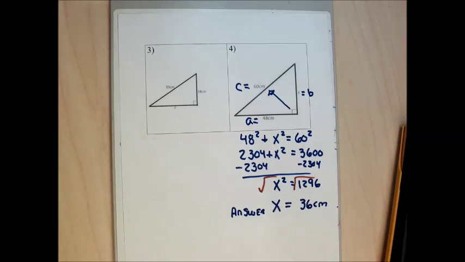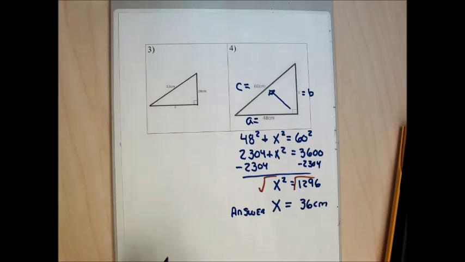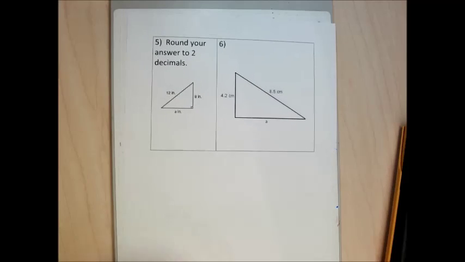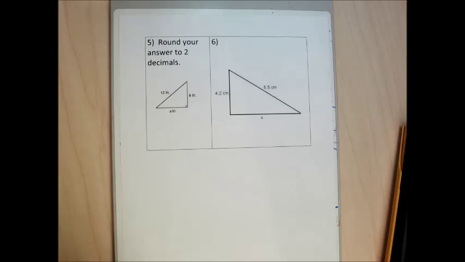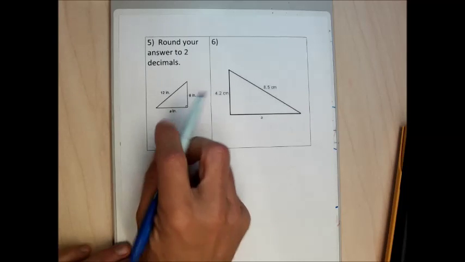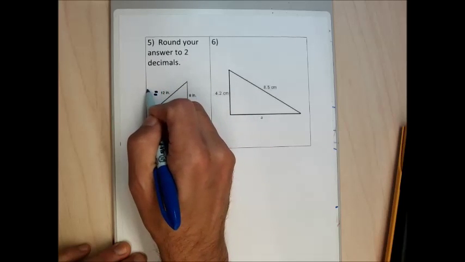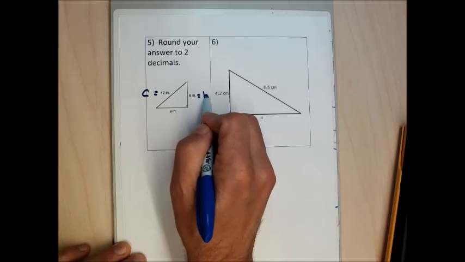Your answer to number 3 is 28 centimeters. It's going to be x equals 28 centimeters. All right. I like your 5 better than my 6. Let's do 5. So 5 is really nice because it gives me the right angle. I have a side to call C. This side is already called A. I'm going to call this side B.